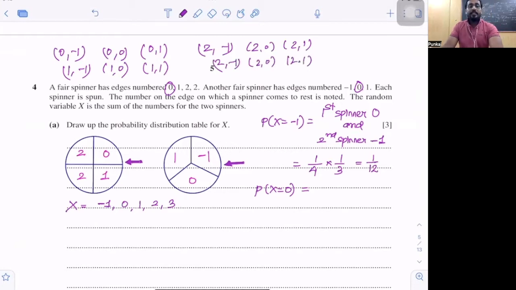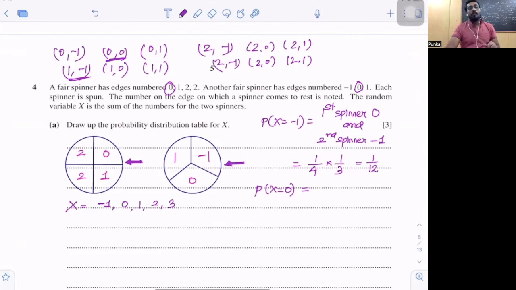So you want to get x equal to 0. This is where the 0 can come: 0, 0. And 1, -1 also can give you 0. Are you getting it? There is another way also to get this answer. So these are the total number of outcomes: 1, 2, 3, 4, 5, 6, 7, 8, 9, 10, 12 outcomes are there.